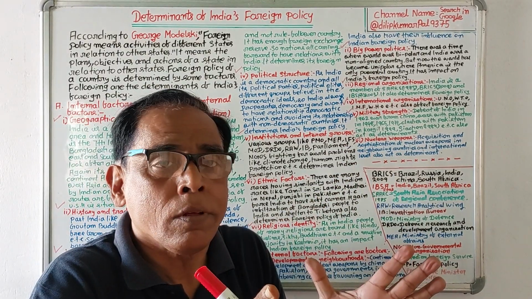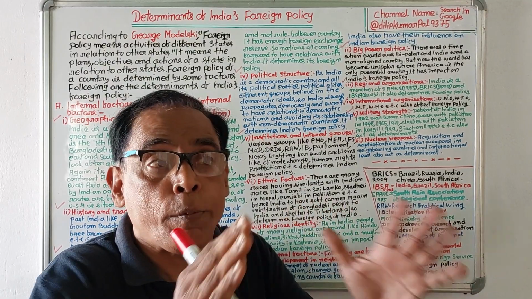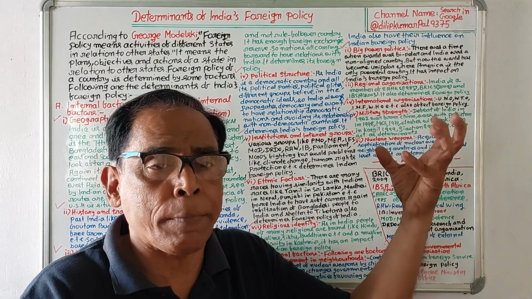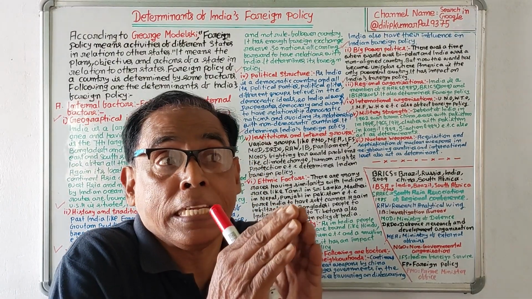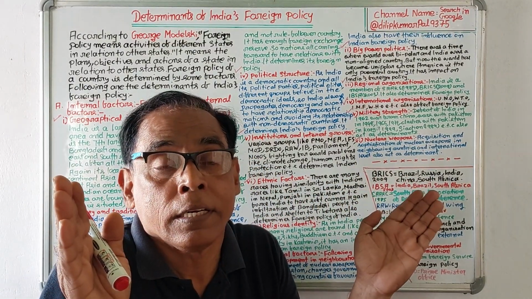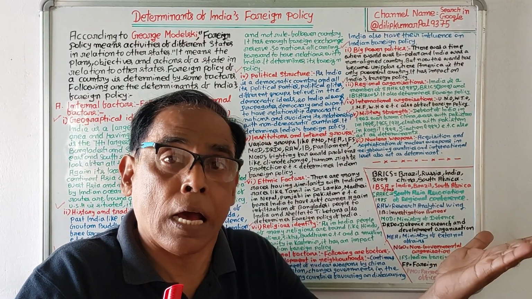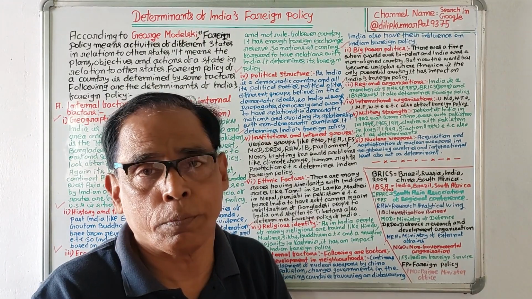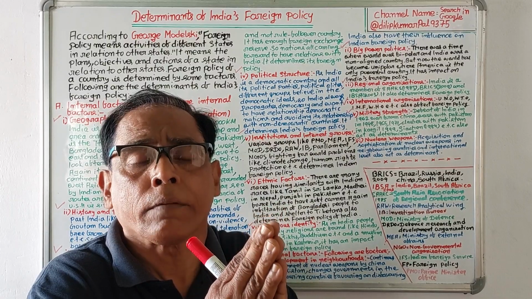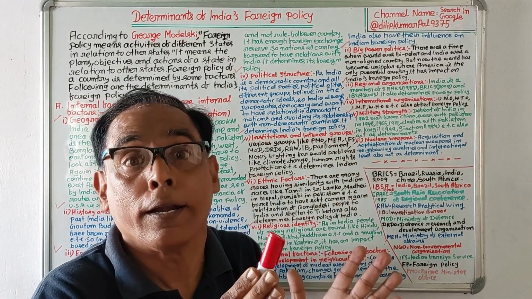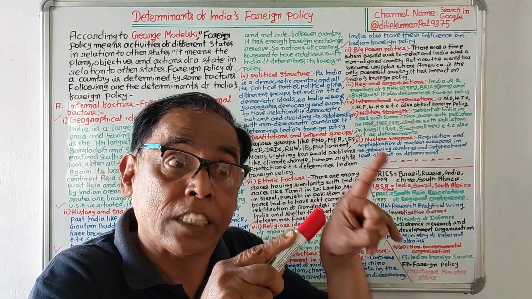There was a time when the world was bipolar. The world was divided into two groups, one under America, the other under Russia, USSR. At the time, India was a non-aligned country. India was a neutral country. It was maintaining relations with the American group and the Russian group. But now, only America is the powerful country. Now the world is a unipolar world. So it has its impact on India's foreign policy.